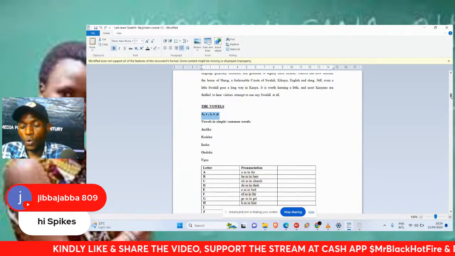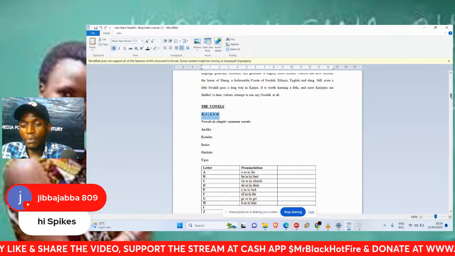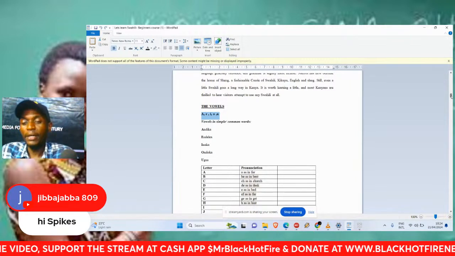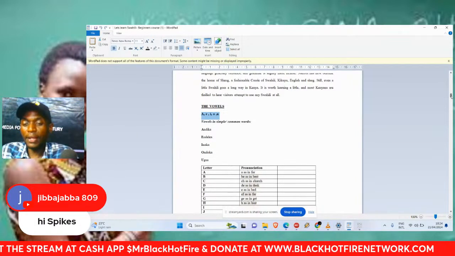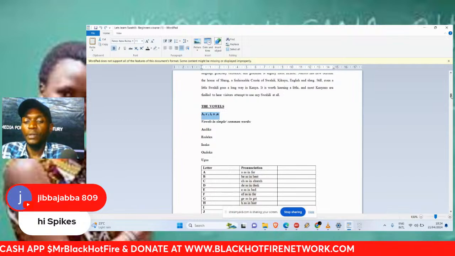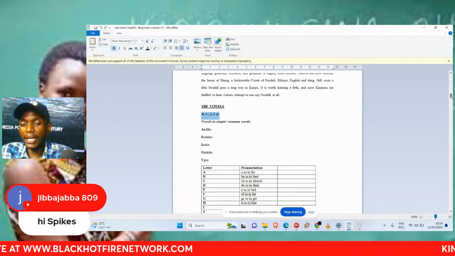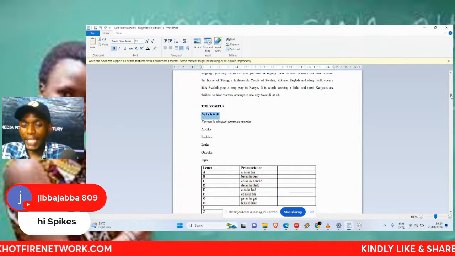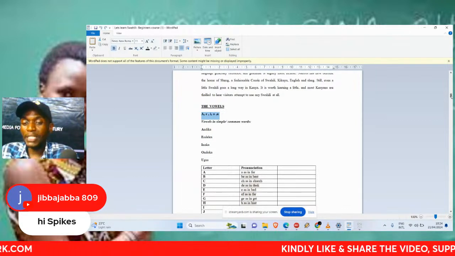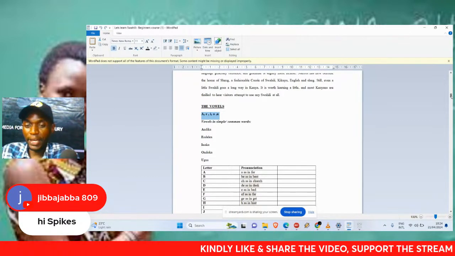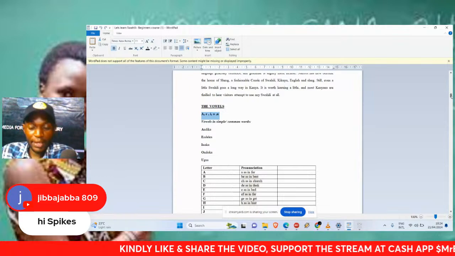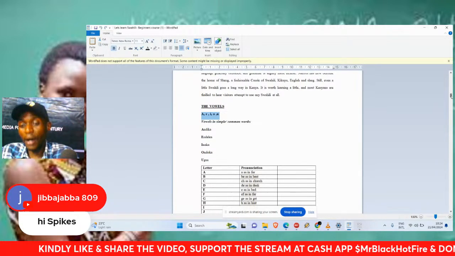Am, e, o, u. And they are given examples. For example, andika. Andika simply means to write. You find the vowel a, which is the English letter A, being used as a. The English letter A is the Swahili vowel a.